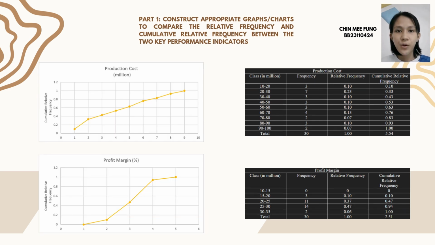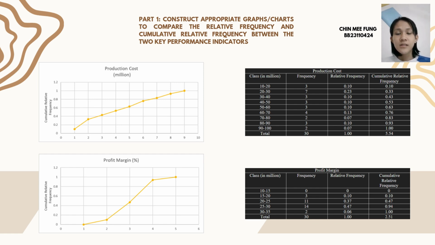The second, comparisons of cumulative relative frequency. Production cost reaches a cumulative relative frequency of 1.00 by the 90 to 100 million class, while the profit margin achieves a cumulative relative frequency of 1.00 by the 30 to 35 million class.